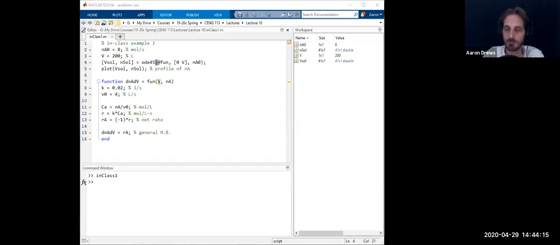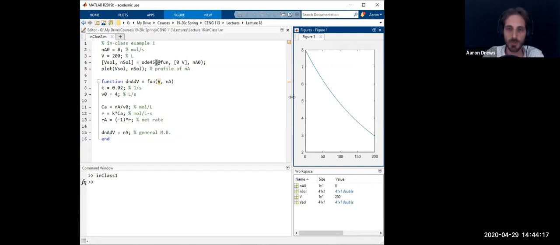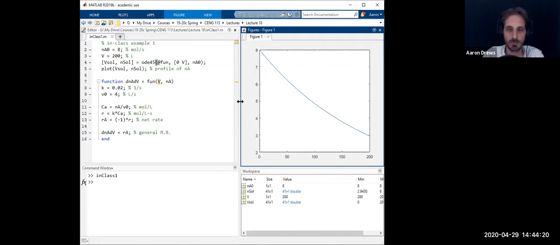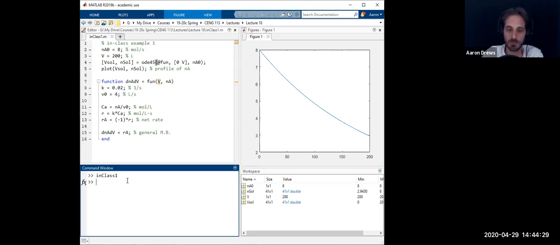And I will dock my profile here. So here's what our profile looks like. Something like that. And so the question was, what volume do we need in order to get 50% conversion, right? So I could read that off of the plot if I wanted to. If I hold the plot and draw a line at 4, right? The value at which I achieve 50% conversion is going to be at that intersection. I could just read it off of the plot if I wanted to.